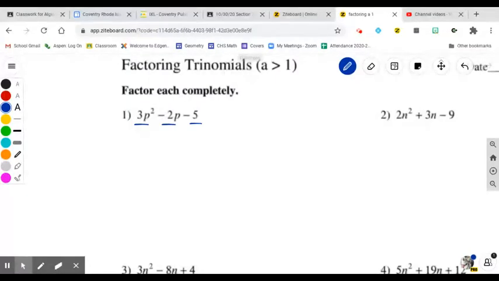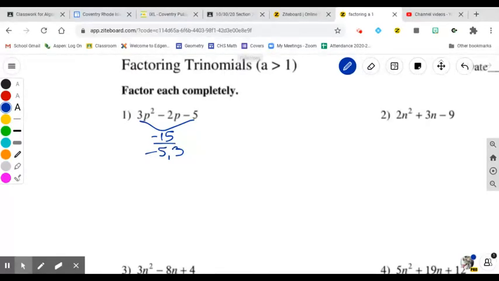Once you determine that there's no GCF, then you multiply the first term and the last term. So I'm going to multiply 3 and negative 5. 3 times negative 5 is negative 15. Now we want numbers that multiply to negative 15 and add to negative 2. So you would look at your factor chart and determine that it ends up being negative 5 and 3. Now I'm going to do grouping first. I'll show you how to set up both of them.